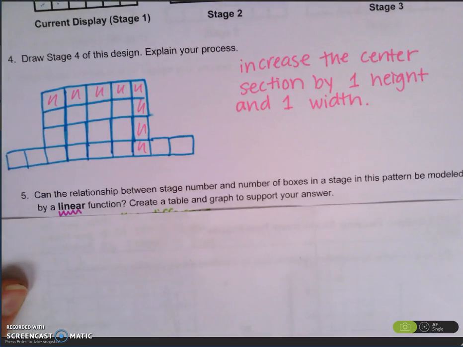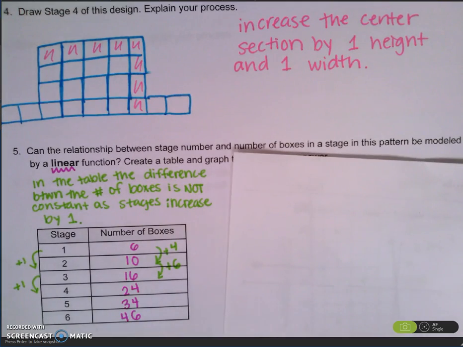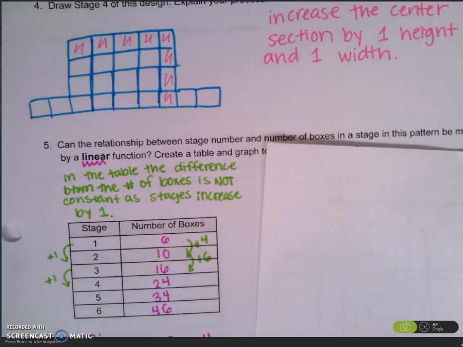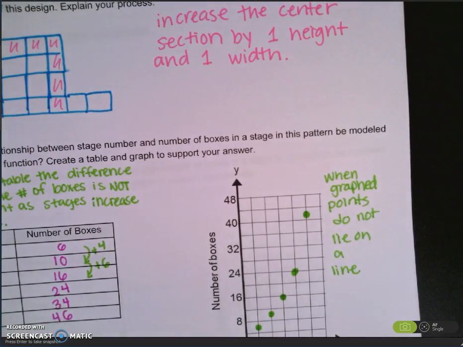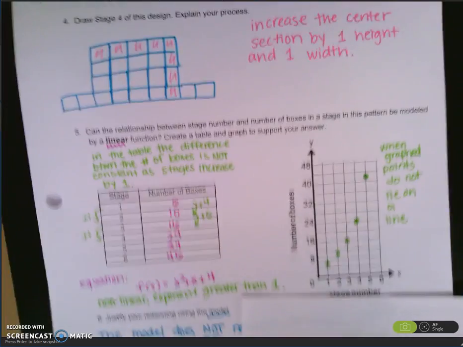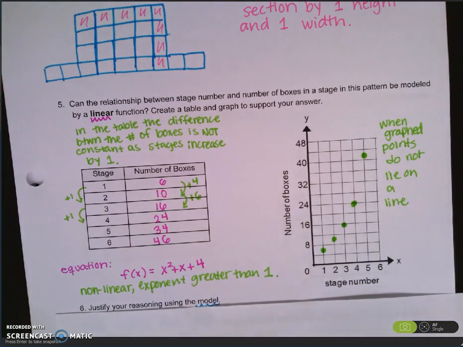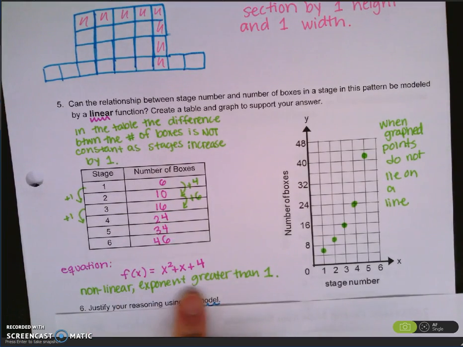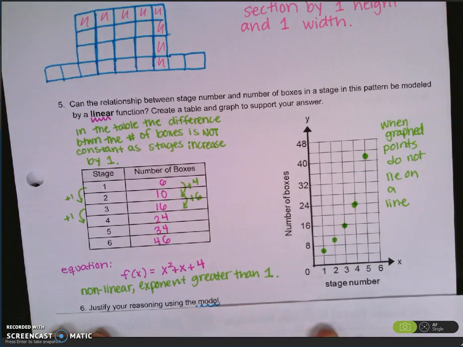Excellent. Hopefully that was enough time to work on number 5. If not, please follow along. Our table is not linear because the difference between boxes is not constant as stage increases by 1. Looking at our graph, our points don't fall on a line. If you were interested in what this equation is, the equation is f of x equals x squared plus x plus 4, which is nonlinear because the exponent's greater than 1. Don't worry, this year you're not expected to write that type of equation.